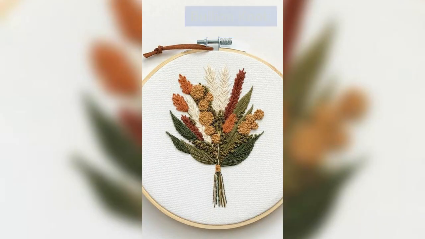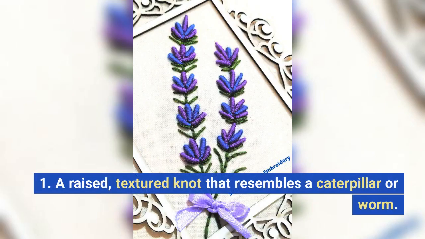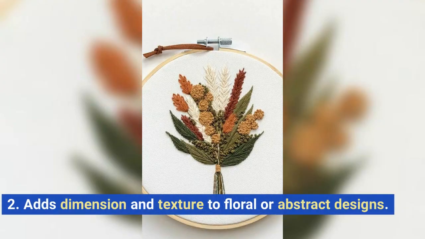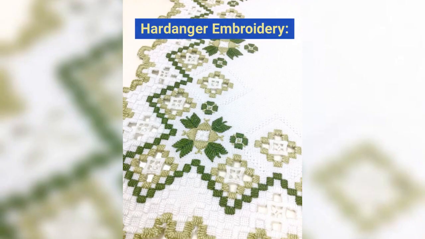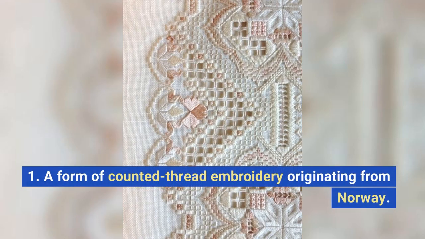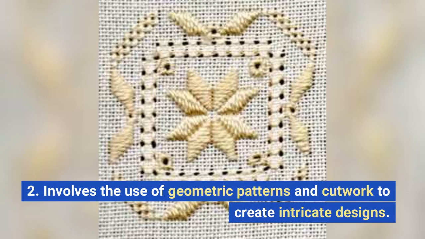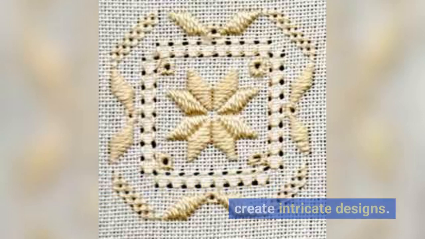Bullion knot. 1. A raised, textured knot that resembles a caterpillar or worm. 2. Adds dimension and texture to floral or abstract designs. Hardanger embroidery. 1. A form of counted thread embroidery originating from Norway. 2. Involves the use of geometric patterns and cutwork to create intricate designs.